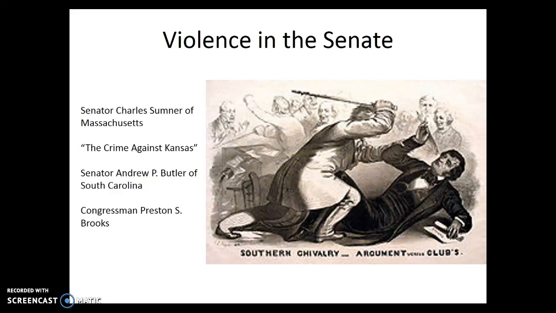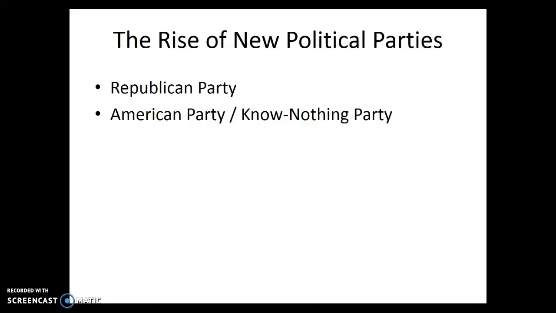We just see an all-out division between northern and southern, not only states, but also leaders who are now actually getting physical in the middle of the Senate floor. It's unbelievable. And while all this is going on, we do have the rise of new political parties. And this will be kind of the last section of the notes today.